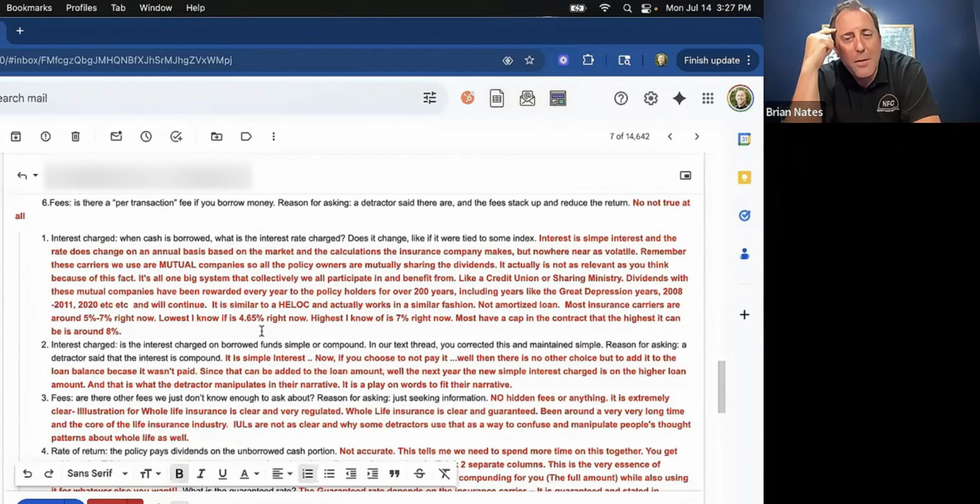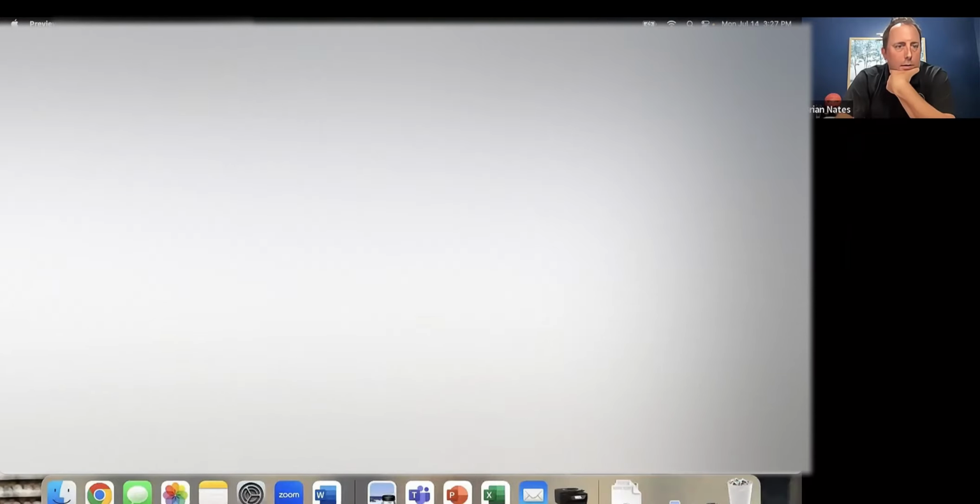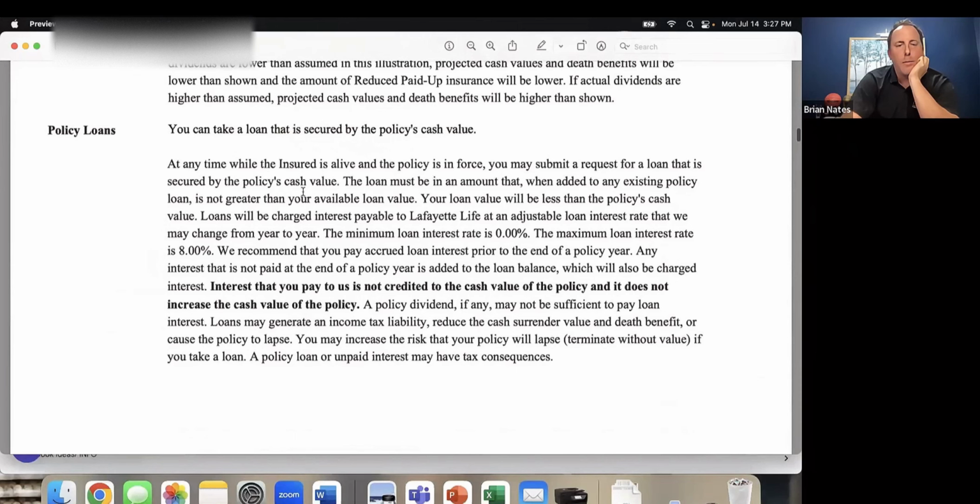Most of them actually have a cap in the contract and in the illustration, and the highest it can be is 8%. As a matter of fact, I could probably find that here in the illustration. It talks about that. There it is. Policy loans. The minimum loan rate is 0. Pretty cool to see that. The maximum loan interest rate is 8. Okay, so understand that every year, it can be changed.